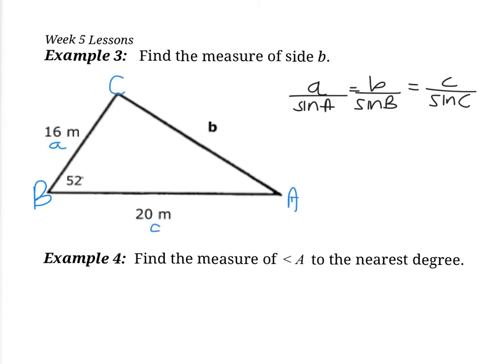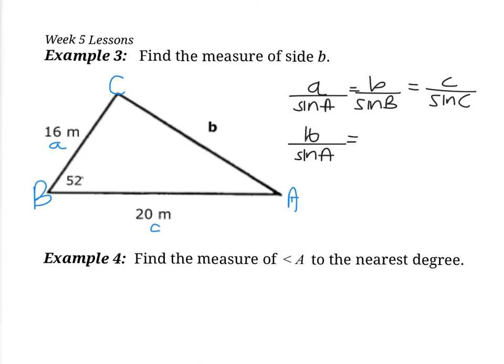So I'm going to quickly add my notes here. And now that we have labels and all of this, let's fill this guy in really quickly. So side A, do we have it? Yes, it's 16. So let's fill it in. Instead of little a, we're going to put 16 over sine. Do we know what angle A is? No, it's blank, so leave that guy alone.